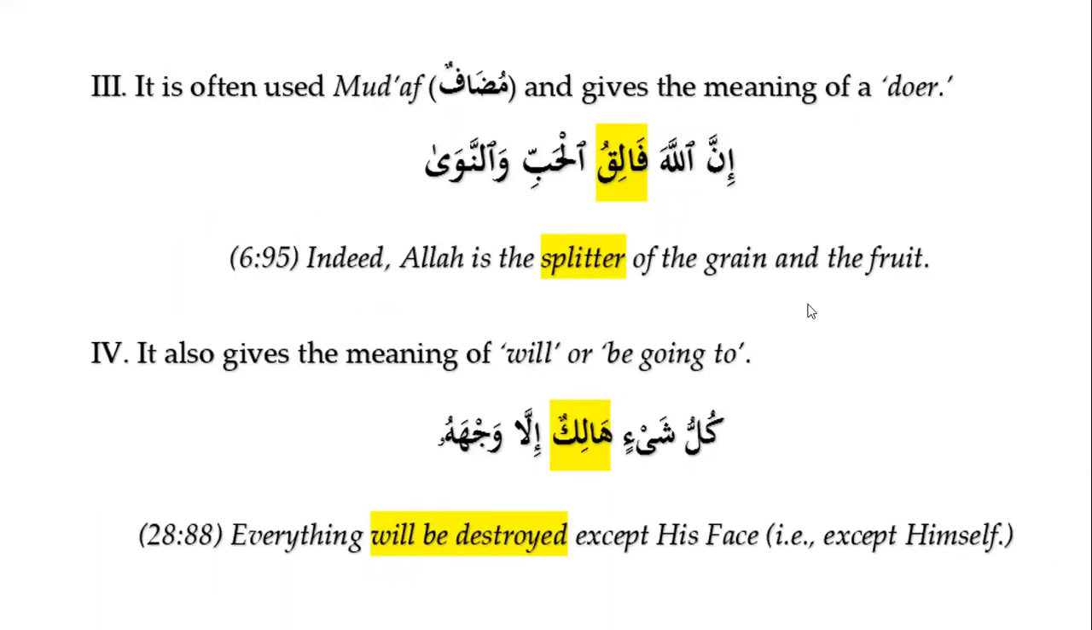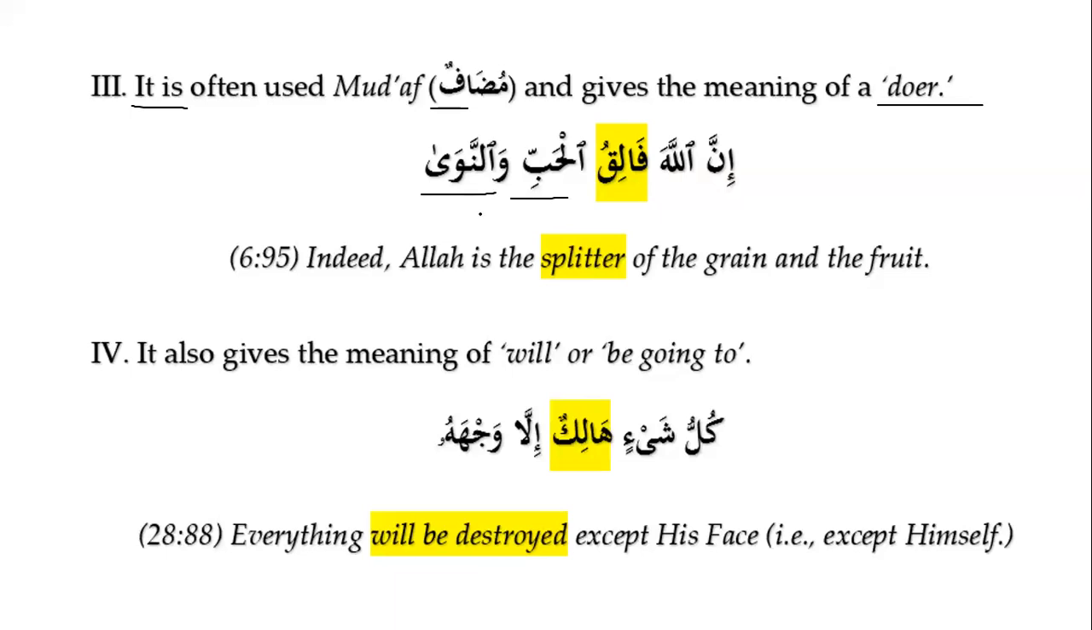Now we are discussing Ismul Fa'il. So please remember, when we say it, we are talking about Ismul Fa'il. It is often used as mudaf, and it gives the meaning of a doer. So basically, when it is used as mudaf, it exactly gives the meaning of the doer. Inna Allah faliqul habbi wan nawa. Faliqu is mudaf, al habbi wan nawa is mudaf ilayh.